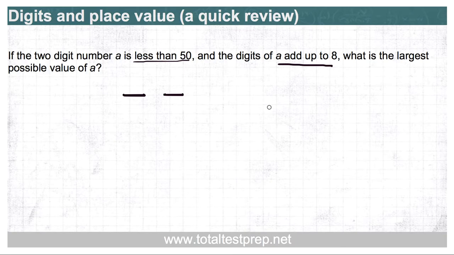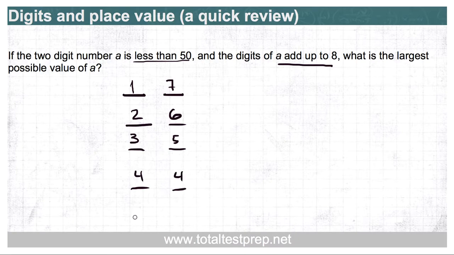So what are some possibilities? The smallest thing that you can put in a two-digit number is a 1, so a two-digit number is 10 and above. And if the digits add up to 8, 1 plus what gives us 8? Well, that's 17. So what's another possibility? We can have a 2 in the tens digit and a 6 in the units. We can have a 3 and a 5. We can have a 4 and a 4.